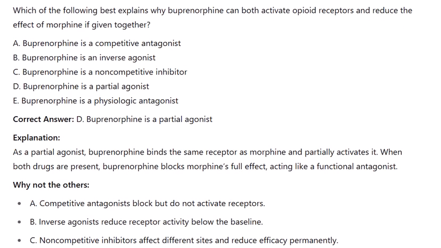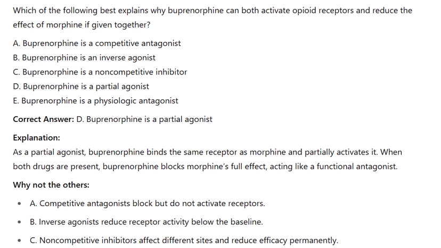USMLE Question 2. Which of the following best explains why buprenorphine can both activate opioid receptors and reduce the effect of morphine if given together? A. Buprenorphine is a competitive antagonist. B. Buprenorphine is an inverse agonist. C. Buprenorphine is a non-competitive inhibitor. D. Buprenorphine is a partial agonist. E. Buprenorphine is a physiologic antagonist.